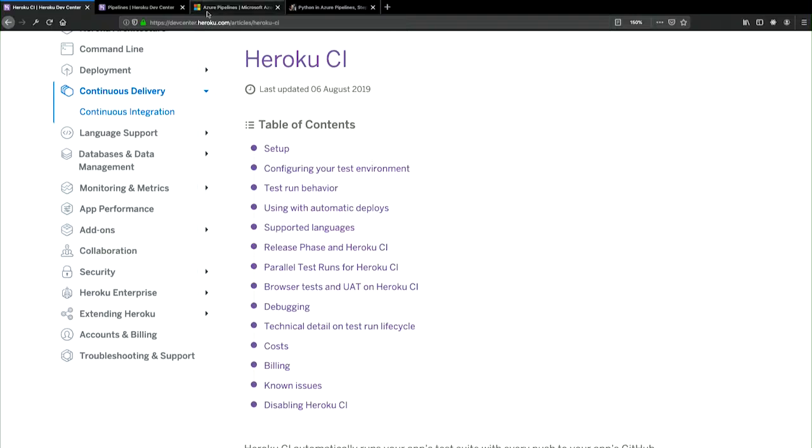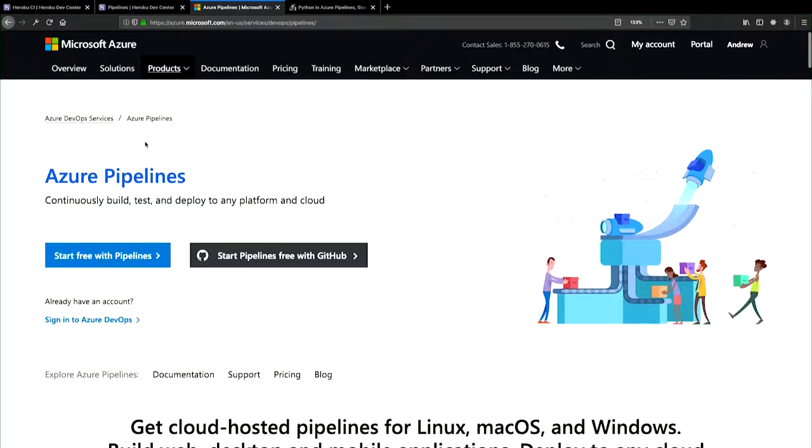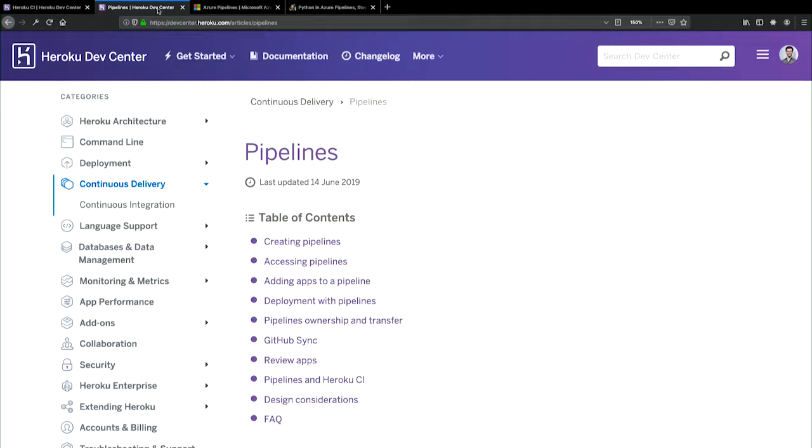Now, if you are on any other system, you have a number of other options. However, I have lately heard very good things about Microsoft's Azure Pipelines. Now, Azure Pipelines, as I understand it, is more of a combination of the CI and pipelines. So it is not limited to what Heroku considers a pipeline.